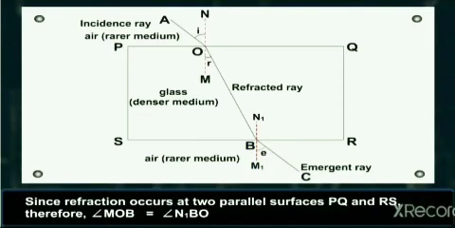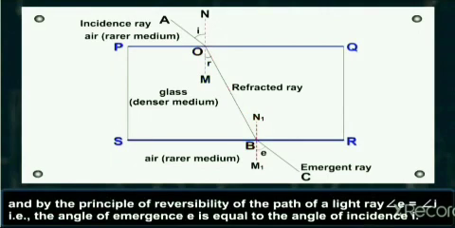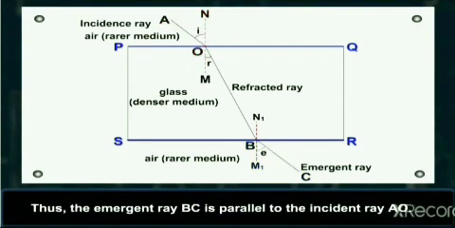Since refraction occurs at two parallel surfaces, PQ and RS, therefore, angle MOB is equal to angle N1BO, and by the principle of reversibility of the path of a light ray, angle E is equal to angle I. That is, the angle of emergence E is equal to the angle of incidence I. Thus, the emergent ray BC is parallel to the incident ray AO.